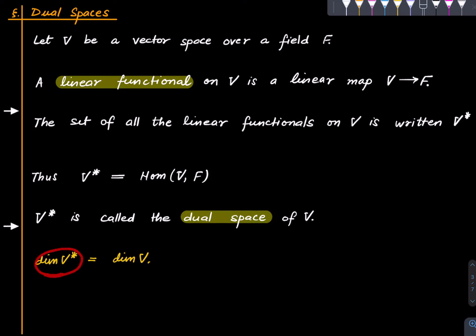And note that dim V star is the same as dim V, because the dimension of this space is the product of the dimension of V and the dimension of F. The dimension of F is 1, and therefore the dimension of V star is the same as the dimension of V. So just a notion. It's unclear why this is even useful, but we will get there.